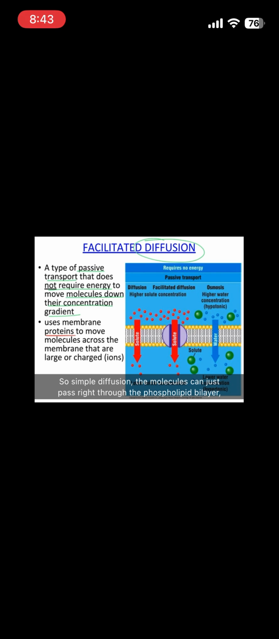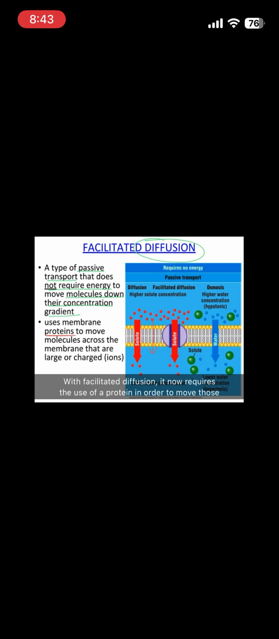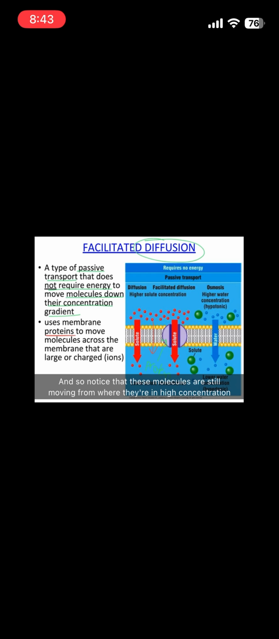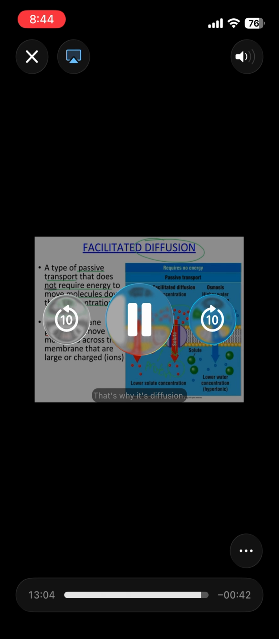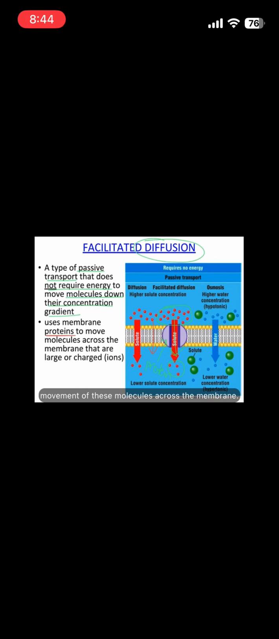So with simple diffusion, the molecules can just pass right through the phospholipid bilayer, either into the cell or out of the cell. With facilitated diffusion, it now requires the use of a protein in order to move those molecules. So this purple structure here is a membrane protein. And so notice that these molecules are still moving from where they're in high concentration to where they're in low concentration. That's why it's diffusion. But it's facilitated diffusion because the protein is helping to facilitate or aid the movement of these molecules across the membrane.